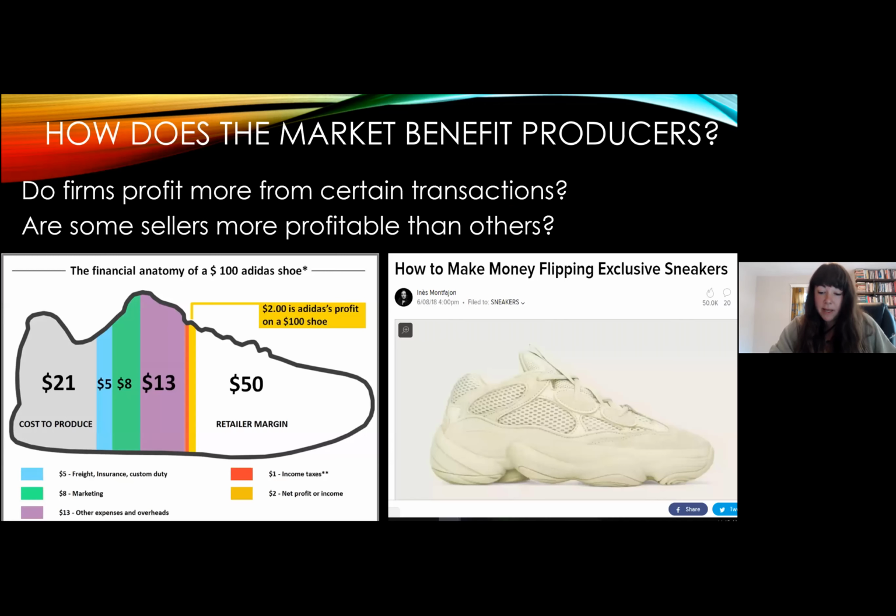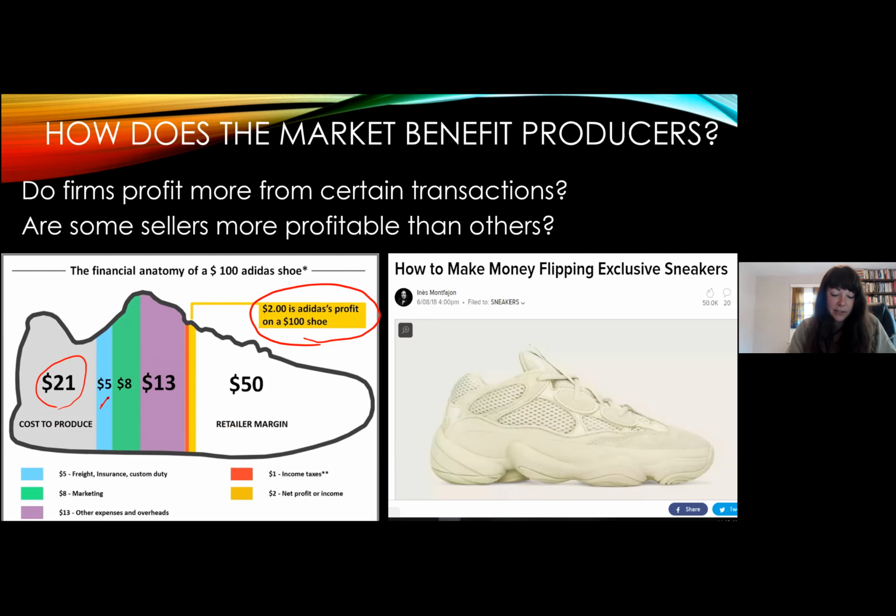So producer surplus is all about how much does the market benefit producers? Do firms profit more from certain transactions? Are some sellers more profitable than others, etc.? So I looked up this data on Adidas's profit, and it turns out that their profit per shoe is actually very low. So out of every $100 they make on shoes, 21 of it is from the cost of the inputs, the labor, materials, factory space, etc.